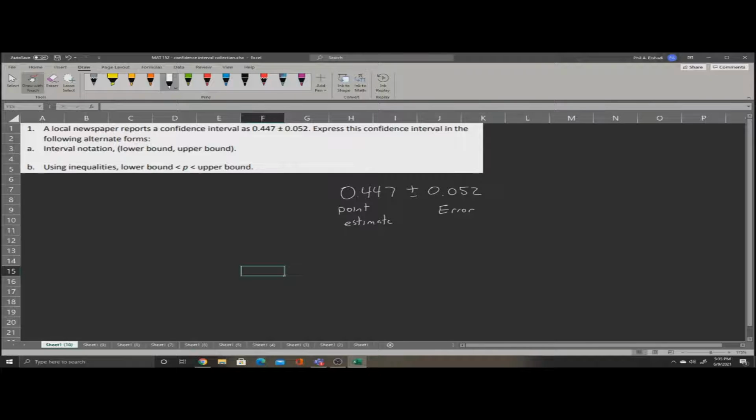Now, in order to find the lower and upper bounds, the lower bound is the point estimate minus the error, whereas the upper bound will be the estimate plus the error.